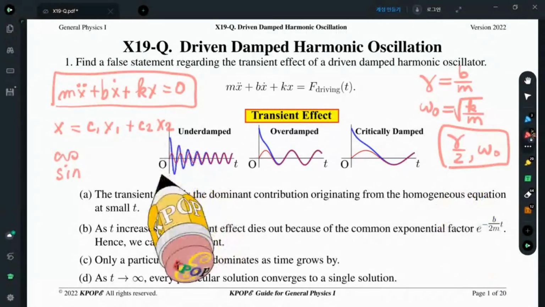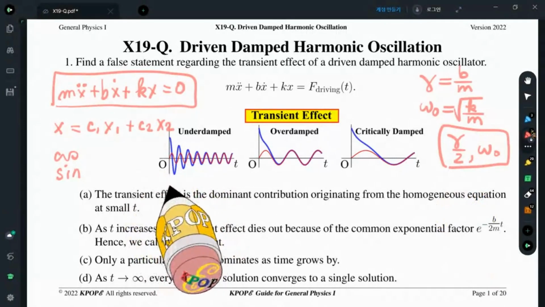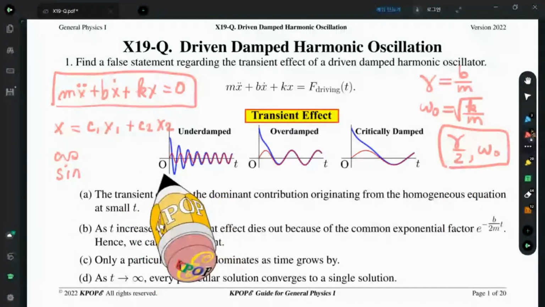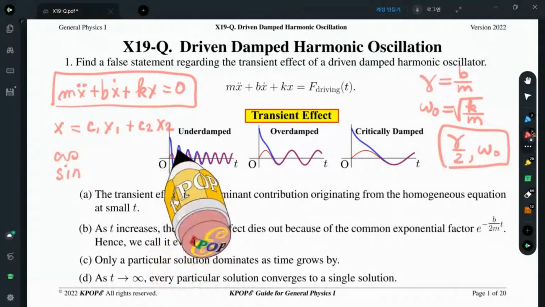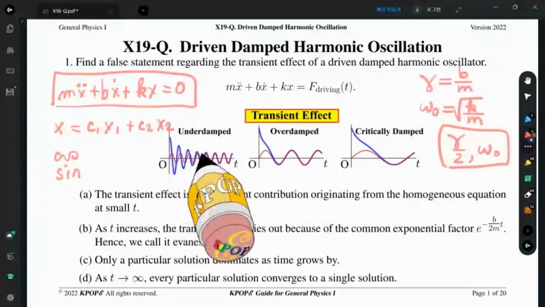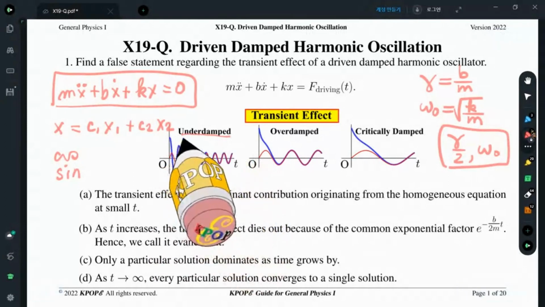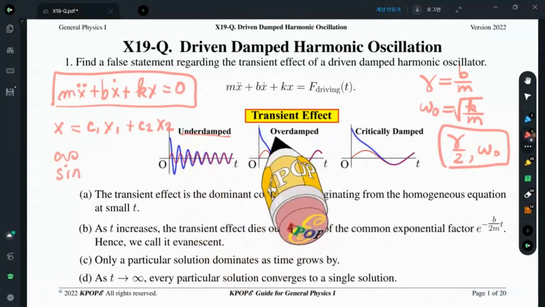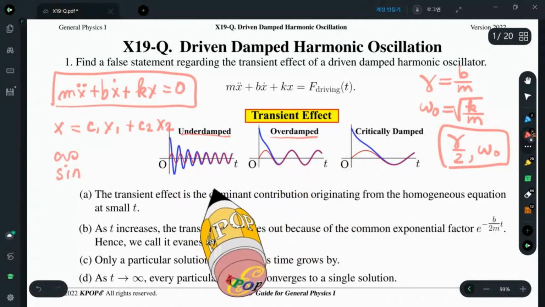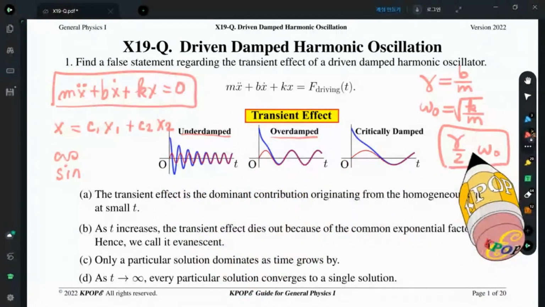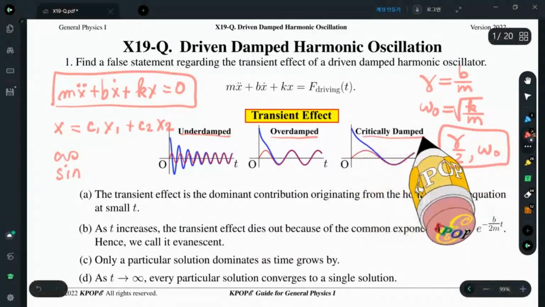The blue curve represents not exactly the same as the blue curve, but it has an oscillating behavior with the decaying amplitude. It's called underdamped. And it is a strictly exponentially decaying form, the overdamped. And at the critical value at which these two values are the same, we had the critically damped case.